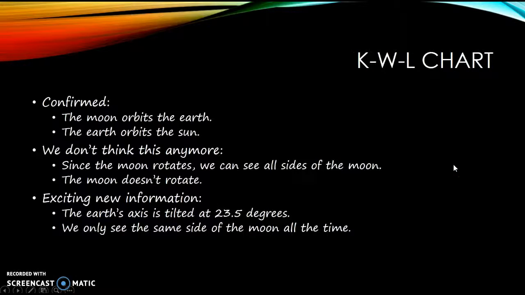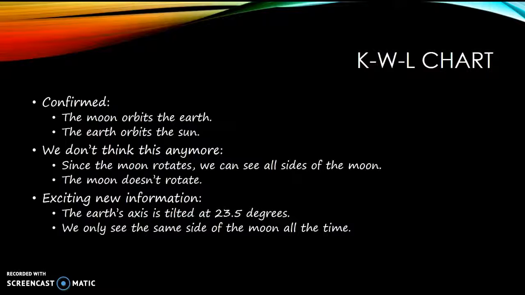Okay, so we found out some new information, so we're going to want to continue with our KWL chart. You may be writing down different items depending on what you wrote down for the first column about what it is you think you know. But we have definitely found out that the moon orbits the Earth and that the Earth orbits the sun. Now, what we don't think anymore is that if the moon rotates, we see all sides of the moon. That we just showed to not be true. We only see one, right?